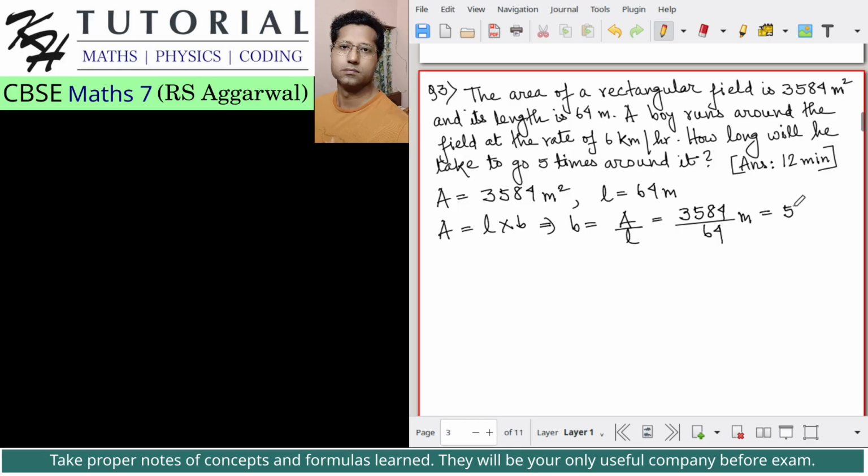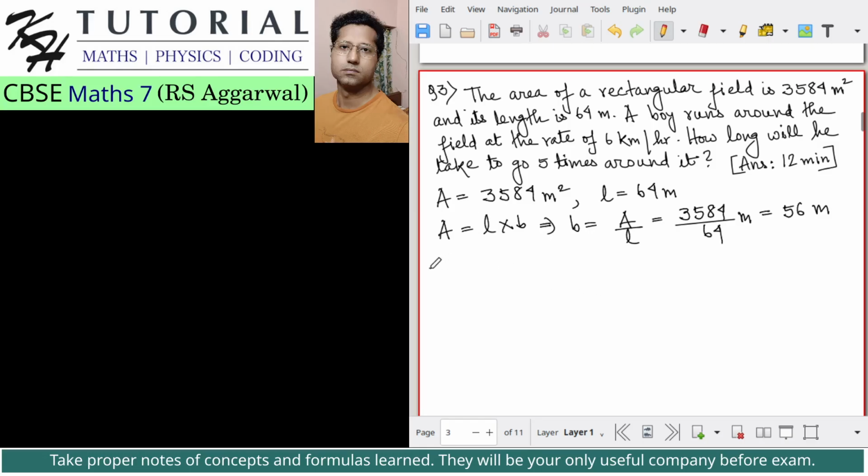this should be 5, 20, 320, 384, and I think it is 56 meter. So breadth is 56 meter.